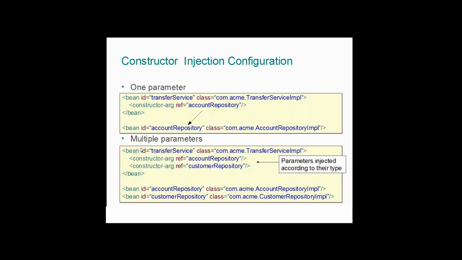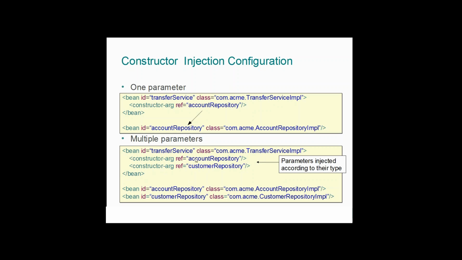That's one thing. So if I wanted to do a constructor dependency injection, I do this constructor-arg with a reference to another bean ID. And this bean ID should already be defined in the XML file. Okay. So using constructor-arg, I'll do a dependency injection. If I have multiple parameters to be passed to a constructor, I will have multiple entries. The constructor-arg reference to account repository. Another one is customer repository.